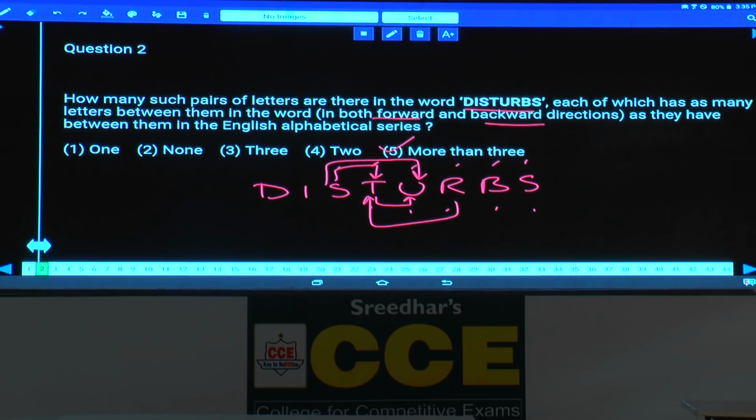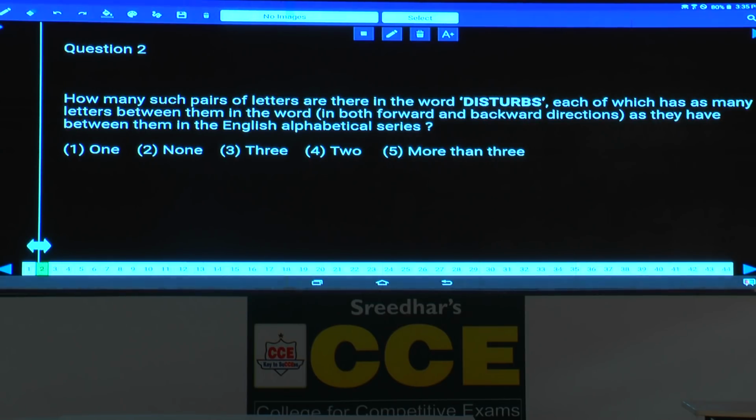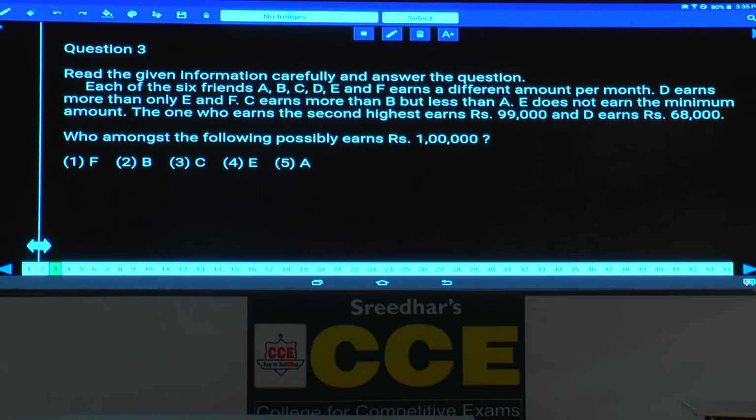Now this is about question number 2. Next, question number 3. In this, questions 3, 4 and 5 share the same information. Each of the 6 friends A, B, C, D, E and F earns a different amount per month. D earns more than only E and F. As D is more than E and F, how many persons are there?